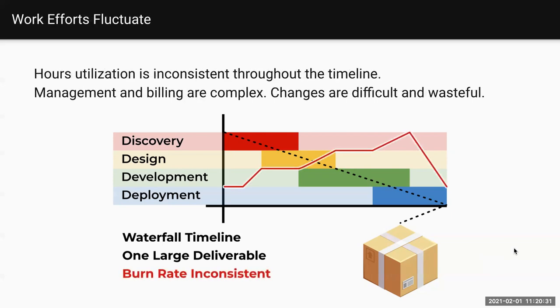Once more, throughout this process, the burn rate is very inconsistent. You ramp up a little bit through discovery. You onboard the design team, start ramping up there, onboard the development team, ramp up there. And towards the end, we oftentimes see that final push overlapping with testing and training and getting content in there. It's an accelerating pace and it gets very panicked at the very end. And well, not many good decisions come from panic.